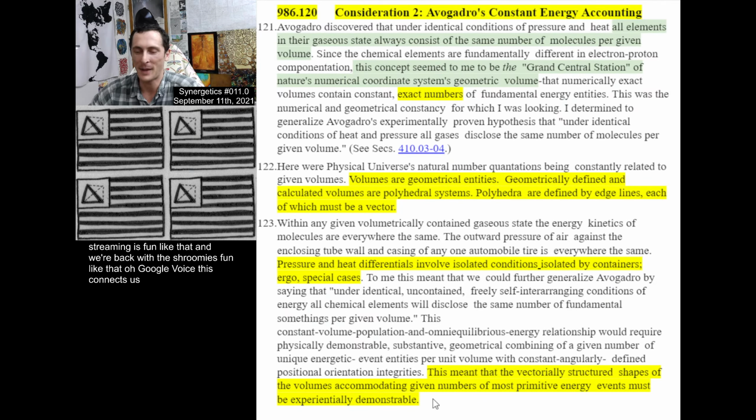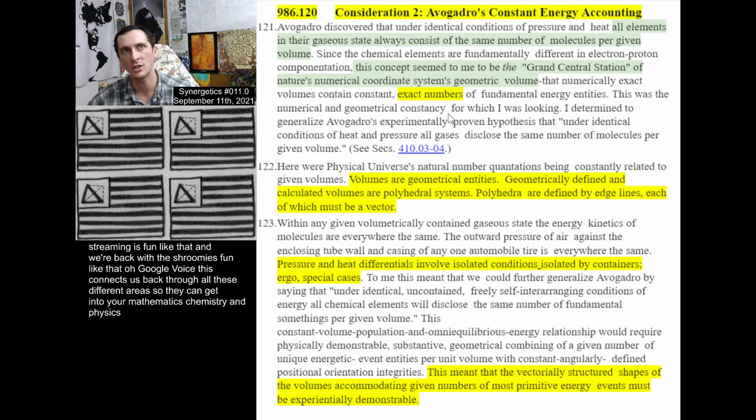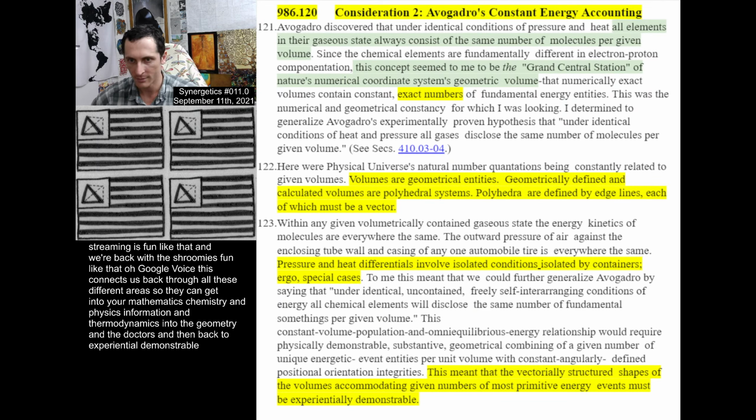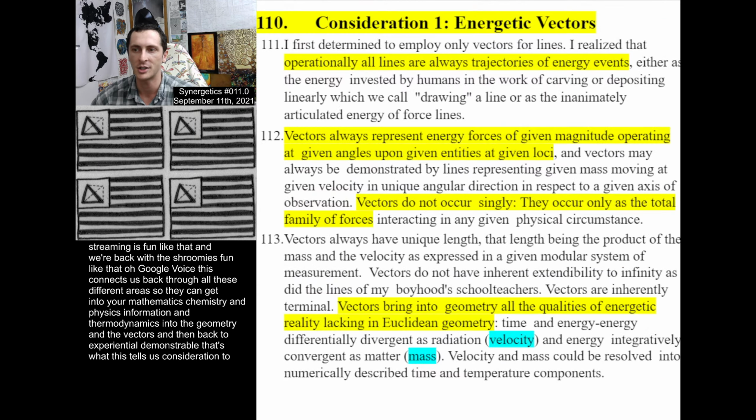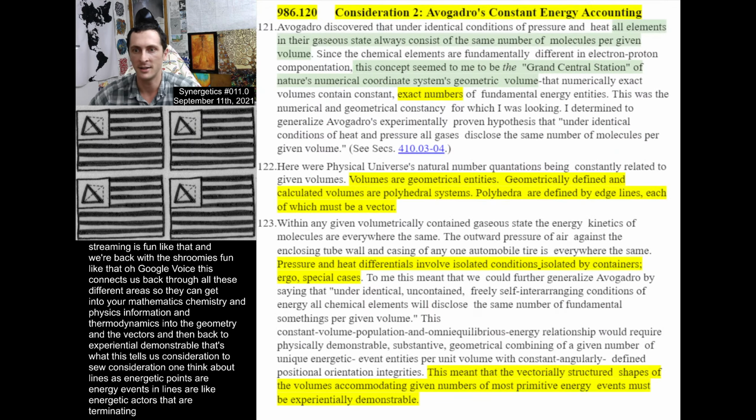This connects us back through all these different areas. So thinking again, integer mathematics, chemistry and physics, information and thermodynamics, into the geometry and the vectors, and then back to experiential demonstrability. That's what this tells us. Consideration 2. So consideration 1, think about lines as energetic. Points are energy events, and lines are like energetic vectors that are terminating finitely.